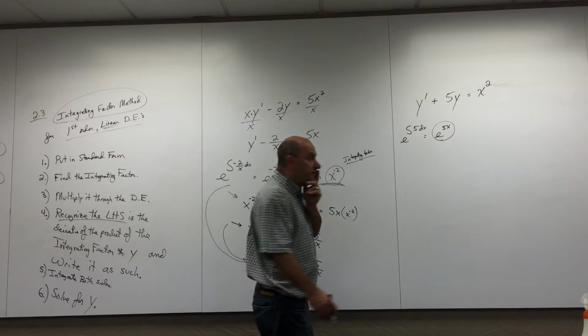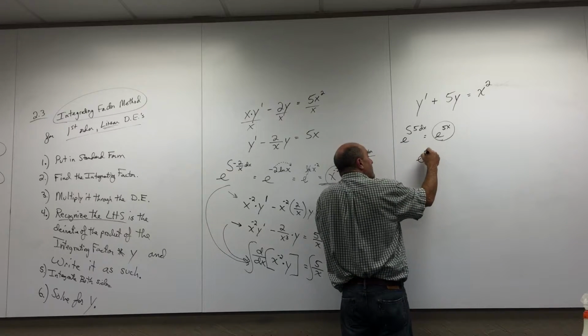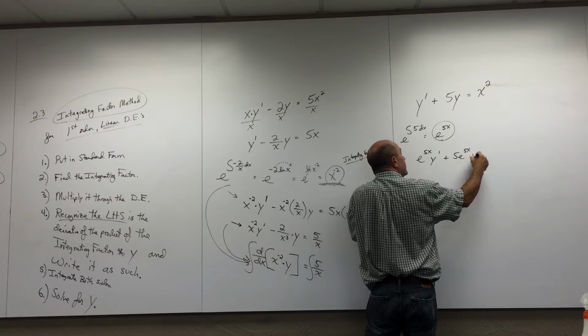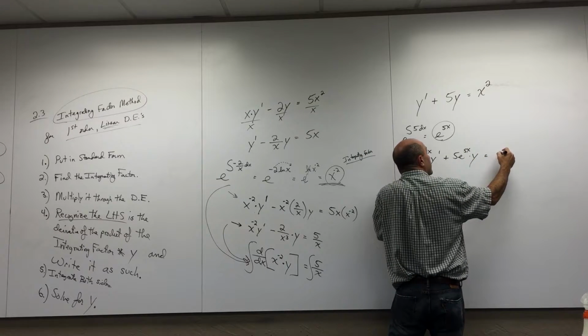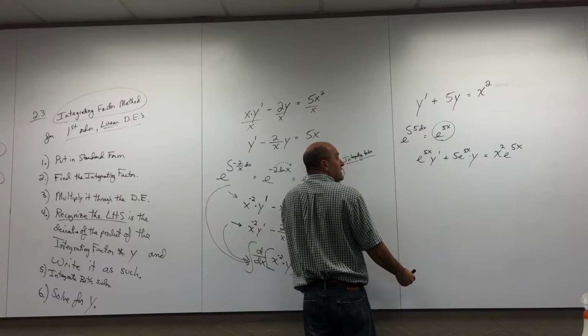So what do I do with it? I multiply through by it. Now I'll write that out. So what I just did is multiply through by the integrating factor.